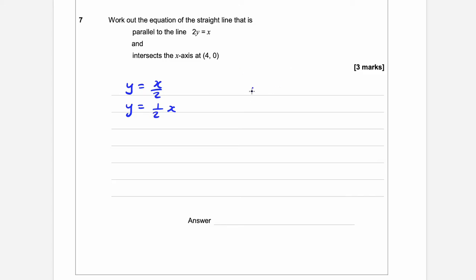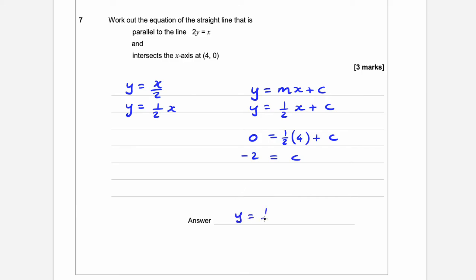So then I can set up my equation of the line, y equals mx plus c. y equals a half x plus c. Then we can sub in the point to get the c. 0 goes for y, equals a half times 4 for x, plus c. c is equal to, that's 2, guys, so negative 2. So the equation of the line is y equals a half x minus 2.